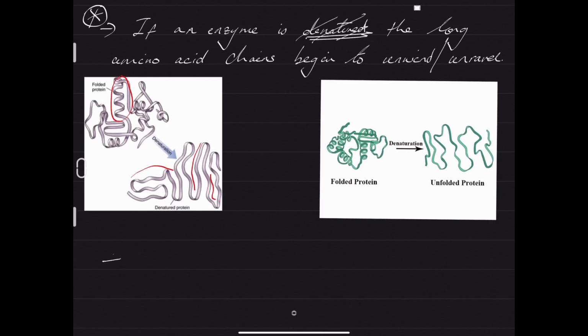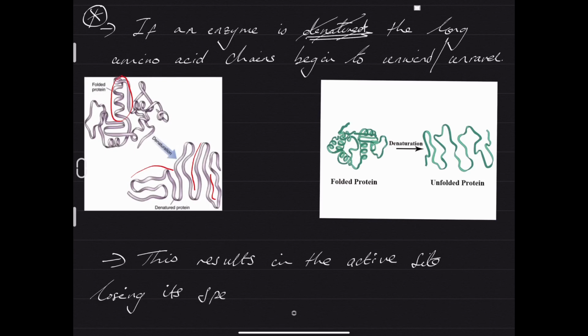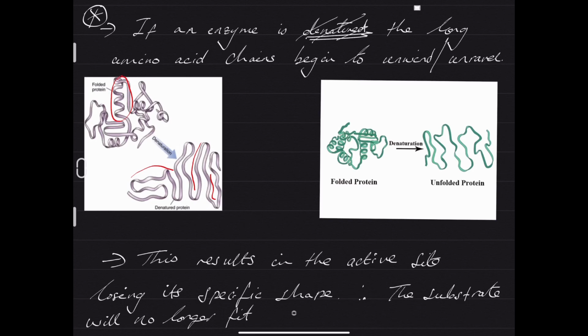And what we'll say is that this results in the active site losing its specific shape. Therefore, the substrate will no longer fit. Okay, so as the protein is unfolded, because the long chains of amino acids are unwinding, unraveling, the active site loses its specific shape, therefore the substrate will no longer fit, and therefore a reaction cannot proceed.